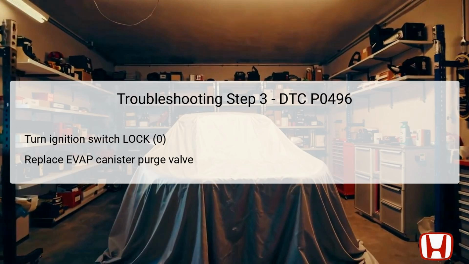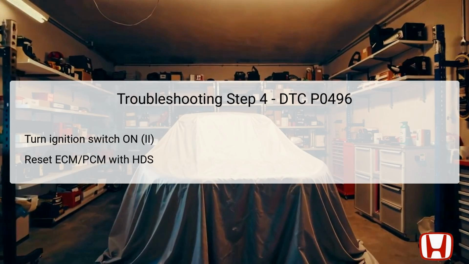This valve is typically located within the engine compartment and may be connected with vacuum lines that allow fuel vapors to enter the combustion chamber. A faulty valve can lead to excessive purge flow, so replacing it is crucial in resolving the DTC P0496 issue.